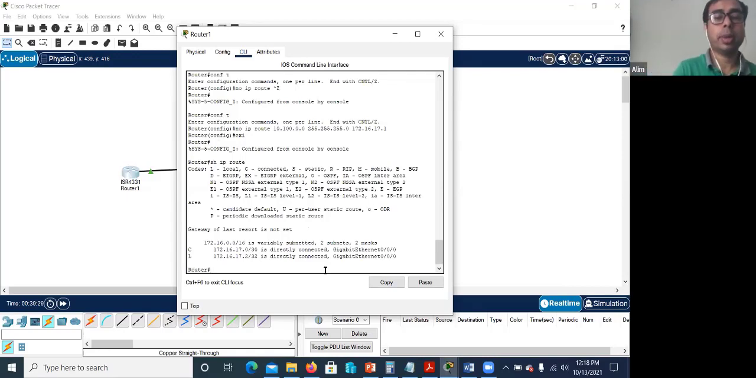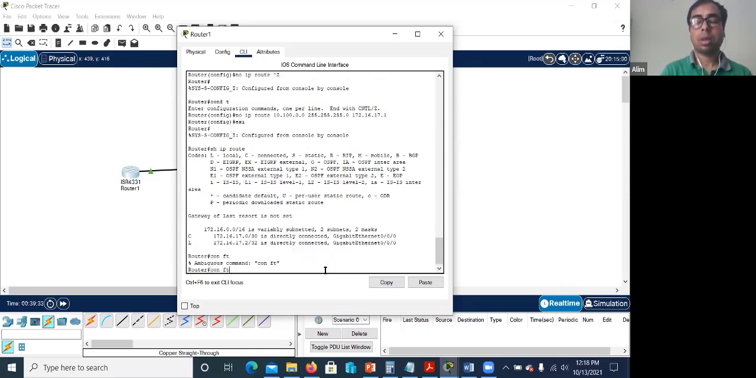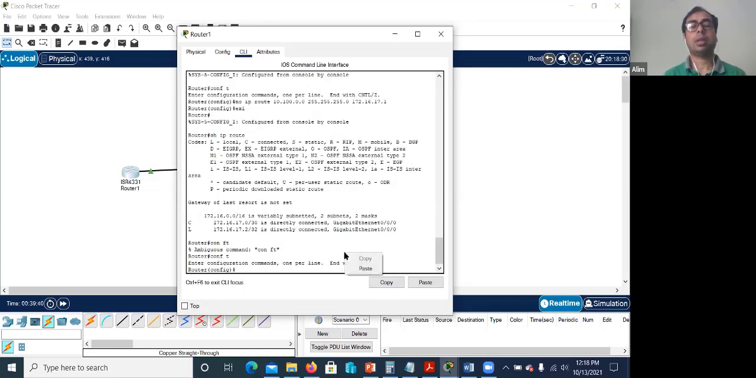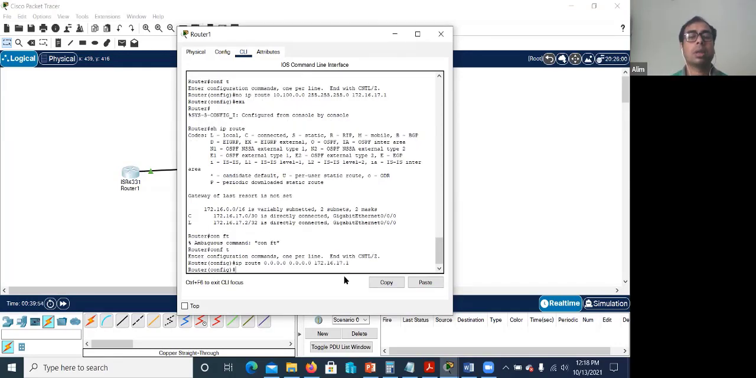10.100.0.0 disappeared, right? Now we will give the command of static route. What is this IP route? That is a static route 0.0.0.0, any network, through the next-hop IP address of our IP interface, the IP of the ISP router.